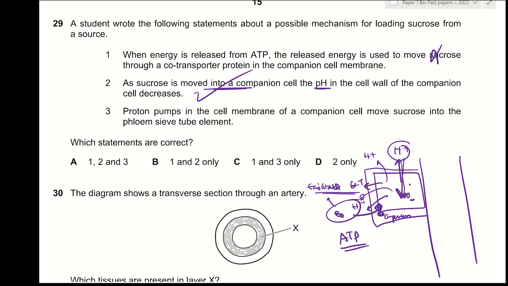Therefore, this is correct. 3. Proton pumps in the cell membrane of a companion cell move sucrose into phloem sieve tube elements. Now, proton pump is not what moves sucrose into sieve tube elements. It actually moves by diffusion through the plasmodesmata, by normal passive diffusion. This does not require ATP, neither proton pumps. Therefore, this is incorrect, and the correct answer is going to be D.